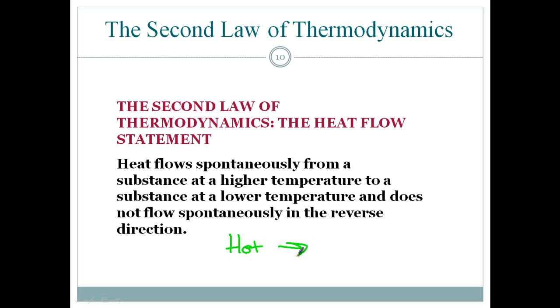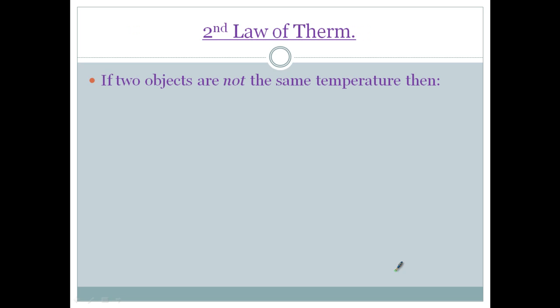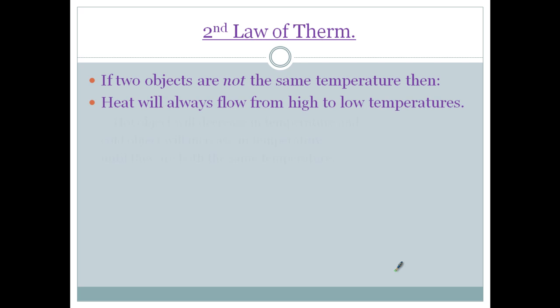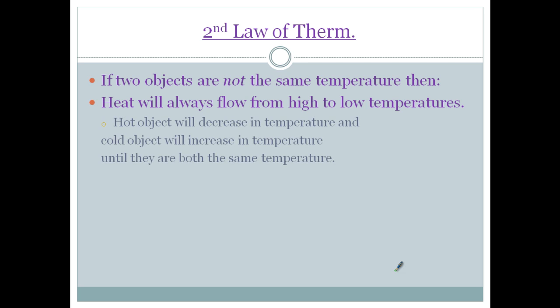Hot to cold, not cold to hot. Basically all the second law says. So if two objects are not the same temperature, then heat will always flow from the high to the low temperatures. The hot object will decrease in temperature and the cold object will increase in temperature until they both reach thermal equilibrium. So until we get to that thermal equilibrium.